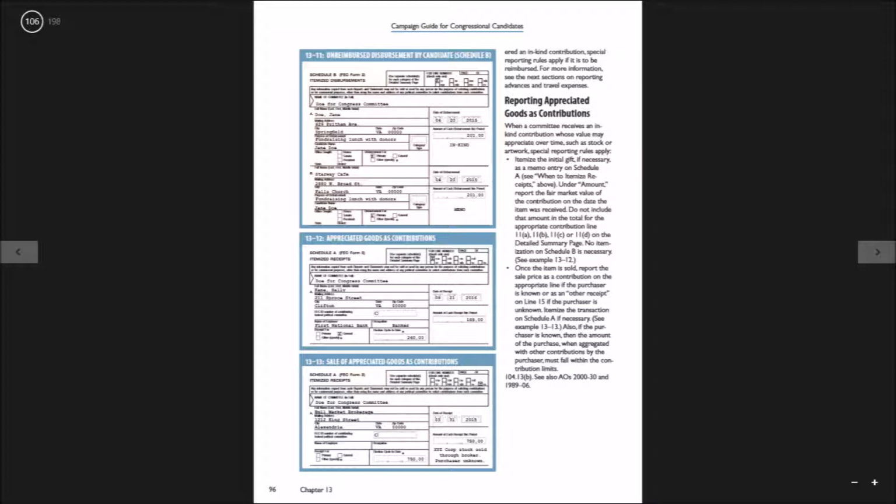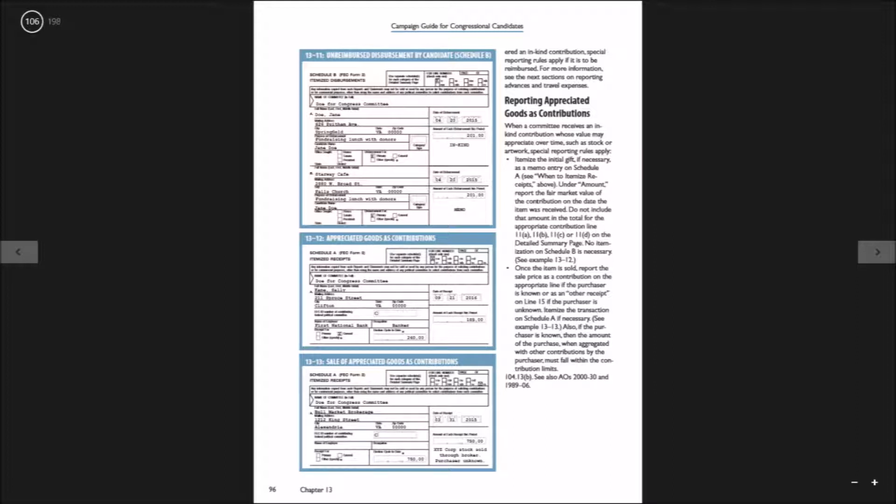Anyway, on the previous page, there was a footnote. See interpretive rule on reporting ultimate payees of political committee disbursements. Continuing. There's some more things to look at there on this page. You really have to follow along with this. You can't rightly just listen for this. Special reporting rules apply if it is to be reimbursed. For more information, see the next sections on reporting advances and travel expenses.